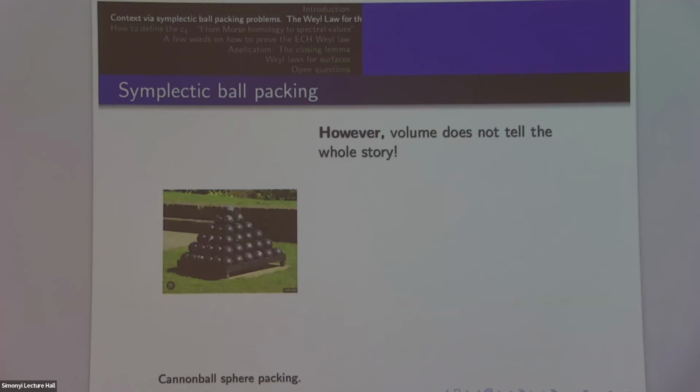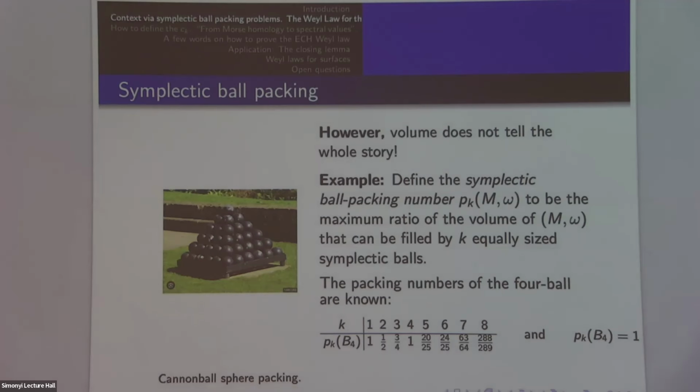So here I have a sphere packing, a ball packing, the famous cannonball ball packing. Let's compare how symplectic ball packing works compared to this Euclidean ball packing. One nice way that we can get a feel for the geometry of symplectic manifolds is by studying the symplectic ball packing numbers. I can do this for any target, and I get a number, P sub k, which is just the proportion of the volume that can be filled by k equally sized symplectic balls.